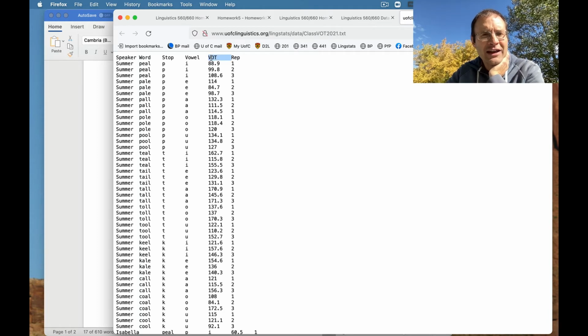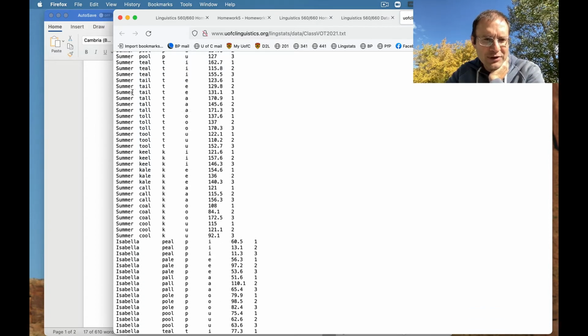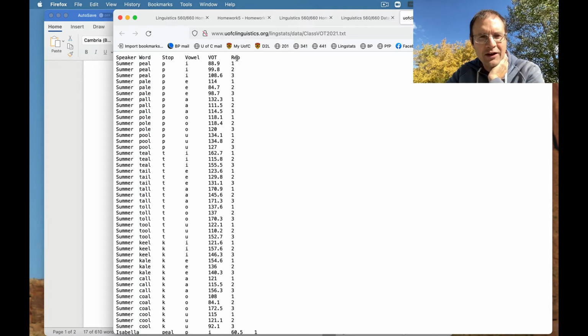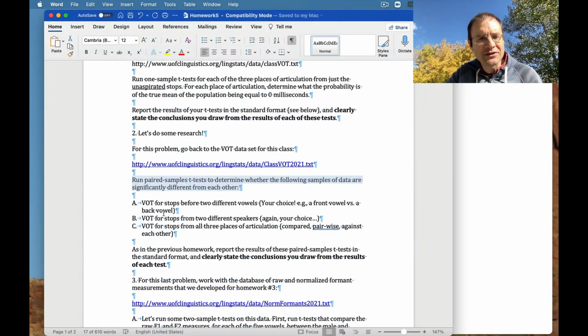Anyways, these all match up, right? So Summer produced the exact same set of words that Isabella produced with the exact same set of vowels, and she produced them 3 times, so on and so forth. So you can pair them up exactly and run one of these paired samples t-tests to answer this question.